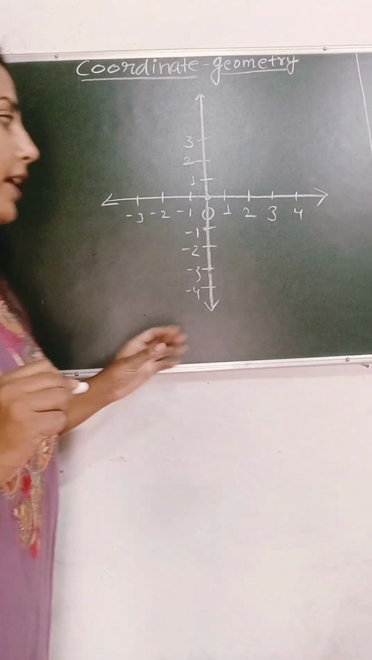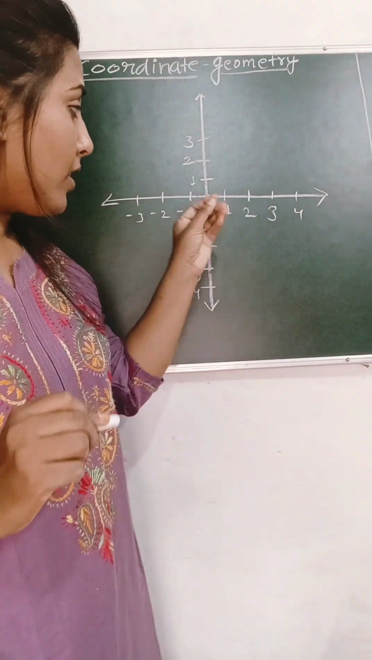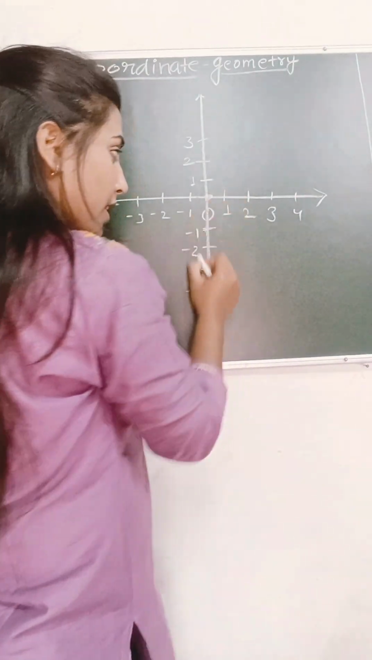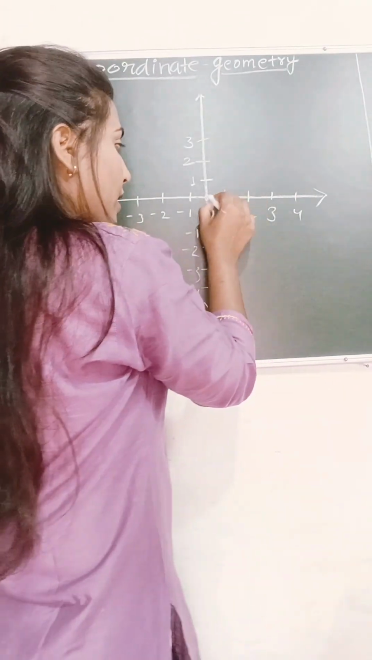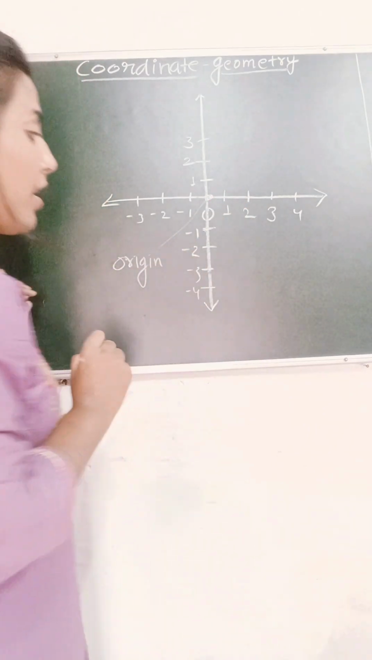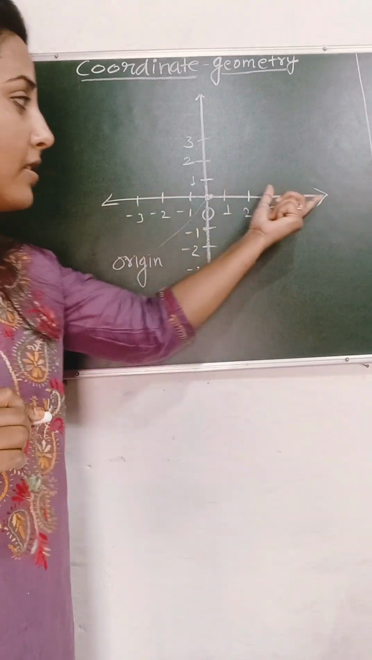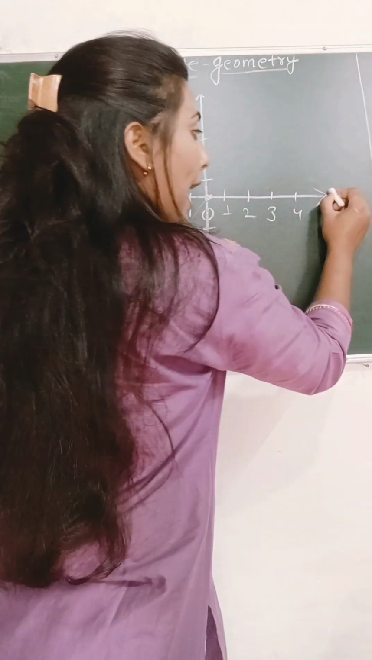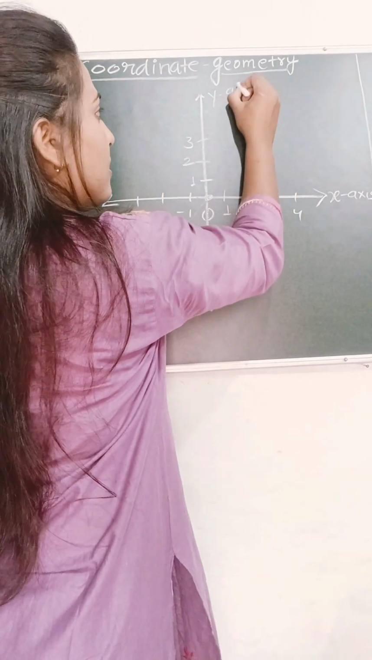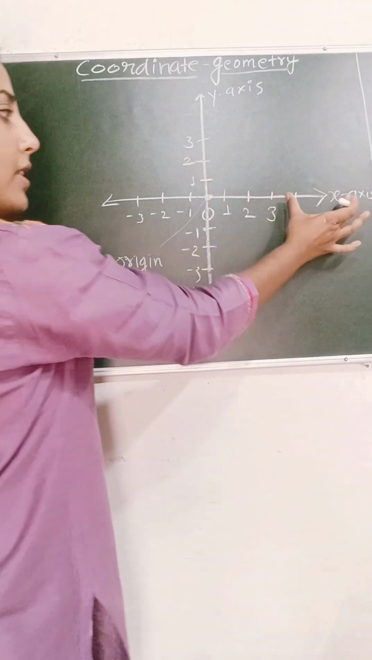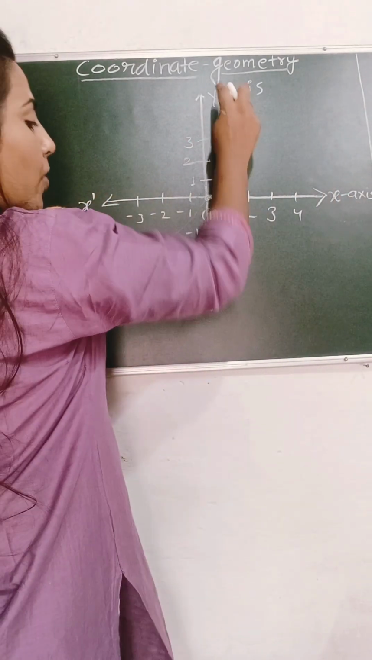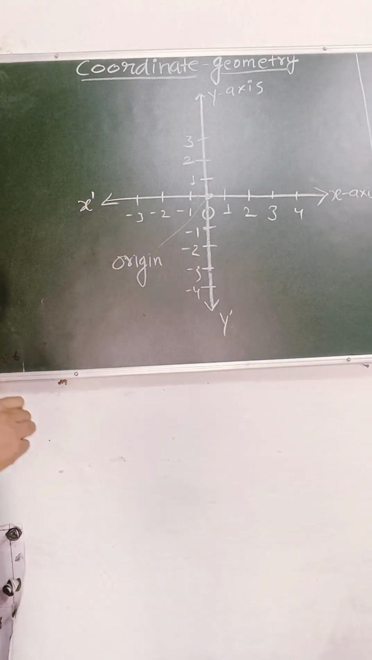Now you see that this is the point where these two lines intersect. This point is called the origin. This number line is the x-axis and this is the y-axis. We name them x dash axis and y dash axis.